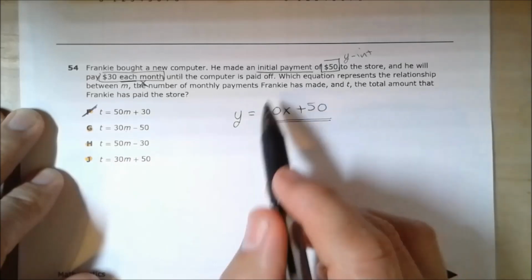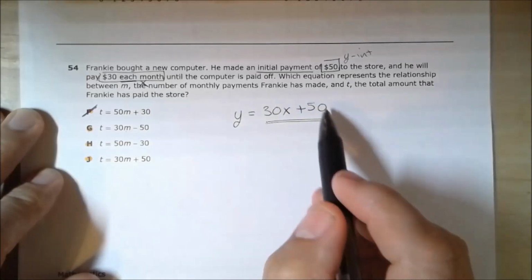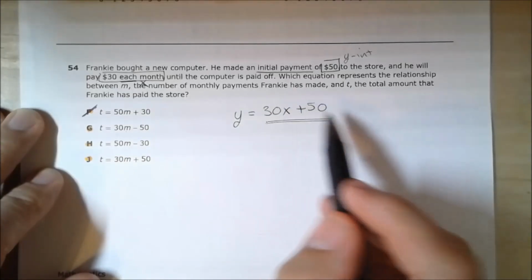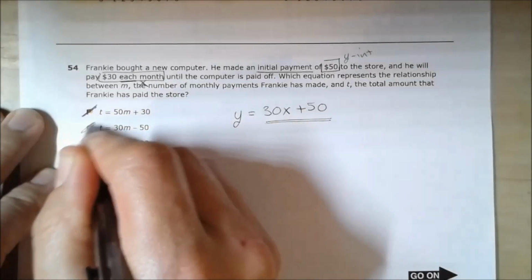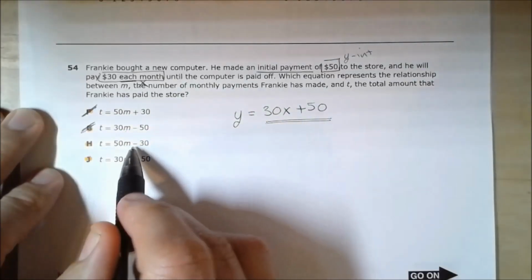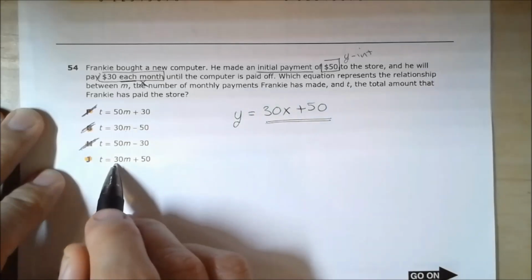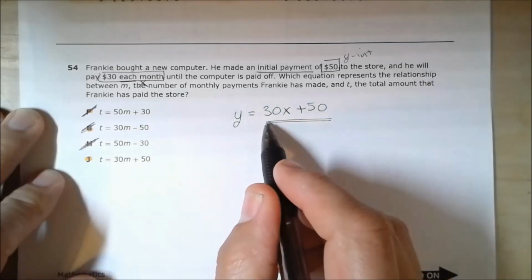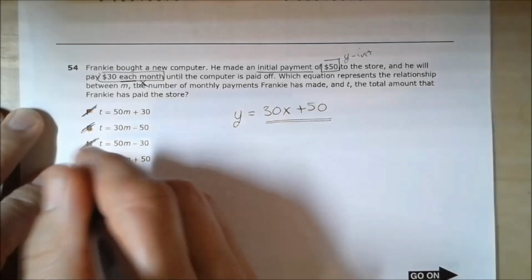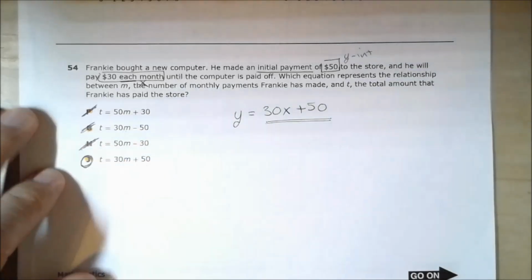Well, the problem is it says minus 50. But remember, if we're trying to figure out the total amount that Frankie has paid to the store, we're going to be adding 50, not subtracting it. So it can't be G. This one is 50m, so it can't be H. This one says 30m plus 50, and that matches what we have here, 30x plus 50. So J is the correct answer.